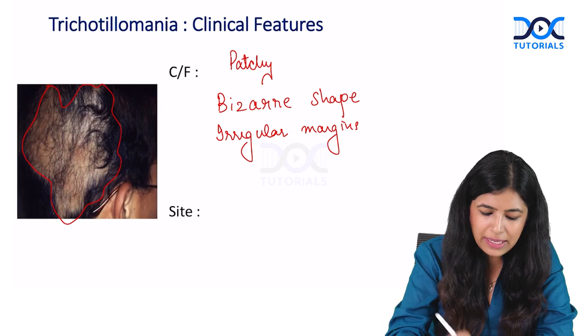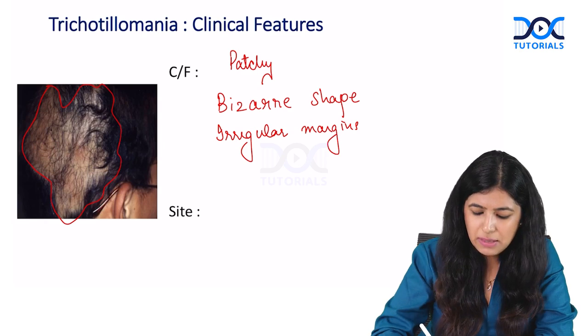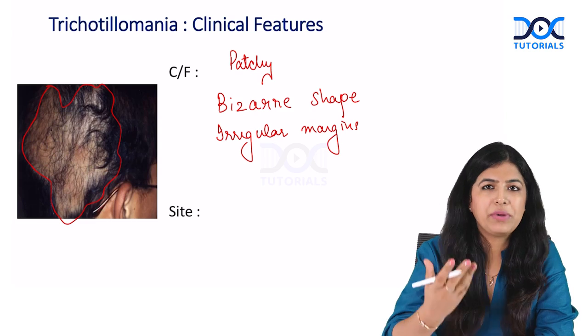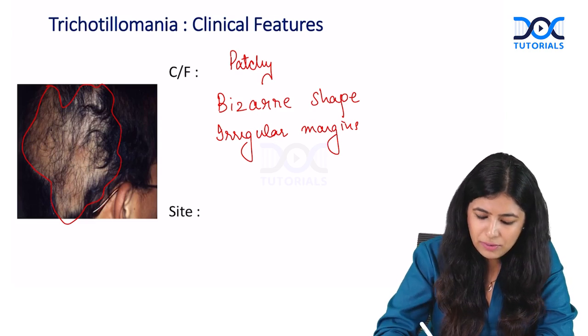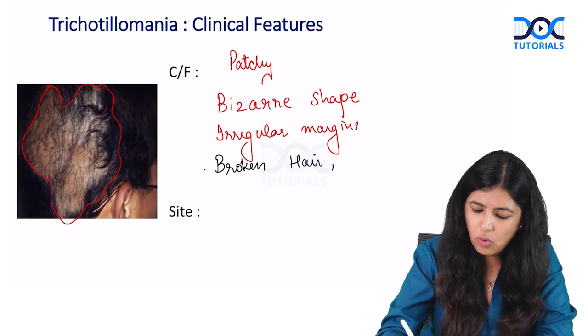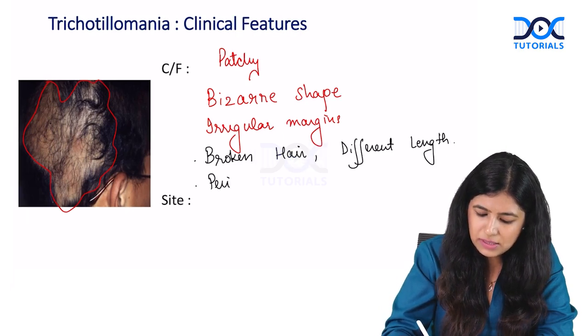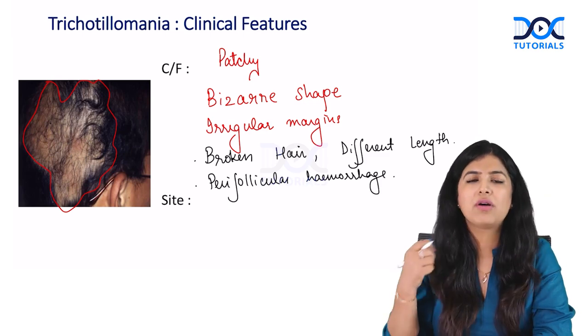And when you look at the hair, you will see multiple broken hairs of different lengths, because when the hair is being pulled out, not all of them are going to break at the same level. Some will break closer to the scalp, some will be further, some will be pulled out of the root. So what you see here is broken hair of different lengths. And due to the trauma of the pulling, in some places you may see a perifollicular hemorrhage. This happens due to the trauma of the pulling of the hair.